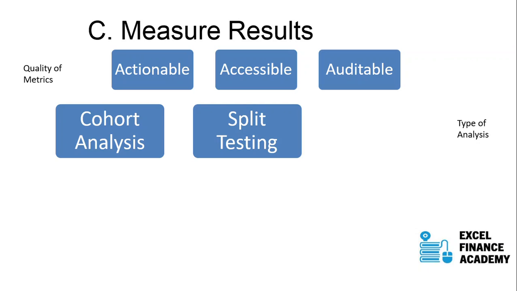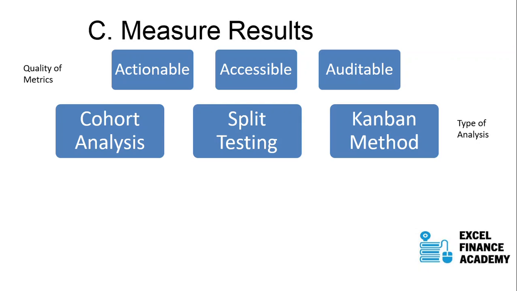Another way of measuring the result is split testing. What split testing means is you are developing two different features at the same time and distributing them to two different sets of customers to test their behavior, to test their feedback. The higher feedback something can get helps to understand which features are more important than the others. So that's why we do split testing.